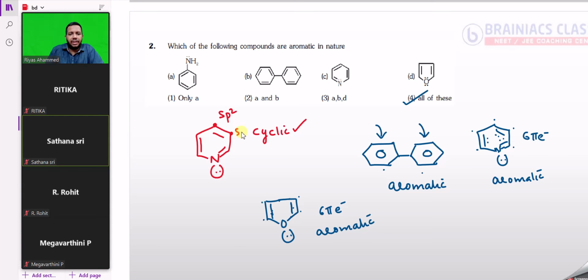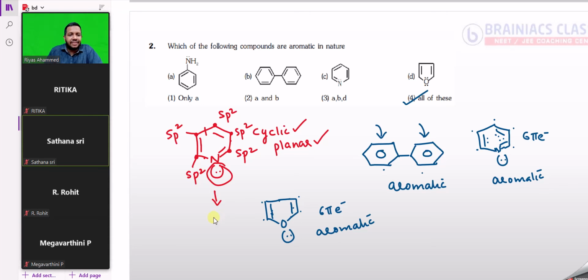Looking at this carbon, it is sp2. Looking at this carbon, it is sp2. And even this nitrogen atom is sp2, but never check for heteroatoms. Always check for carbon atoms. This is sp2 and this is also sp2. All are sp2 hybridized, so I can say this is planar also. Now next I will check for conjugation or cyclic resonance. Double bond, single bond, double bond, single bond, double bond, single bond. So conjugation is already present, so there is no use of this lone pair.